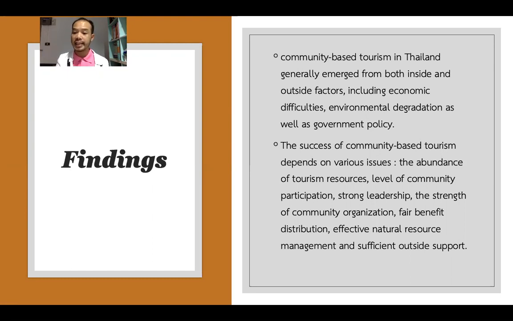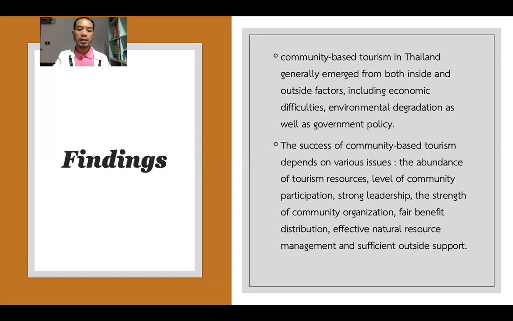And then strong leadership. Now, there must be one leader who goes forward on it. And then the strength of the community organization, which is to organize or to manage the community, and fair benefit distribution. Those who cheat may not be accepted in general, especially by the community, and it can't go further. And then the very important is natural resource management. And finally is the sufficient outside support. We cannot rely on ourselves only, but we have to connect to other outsource.